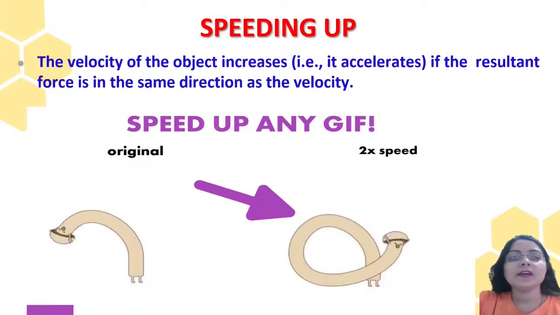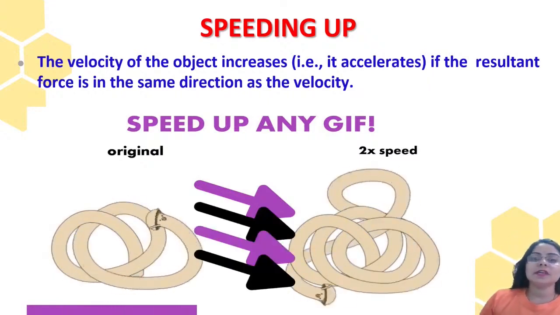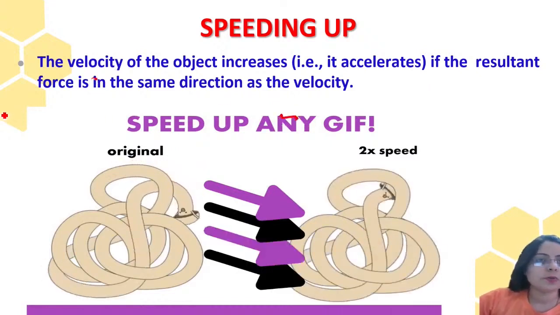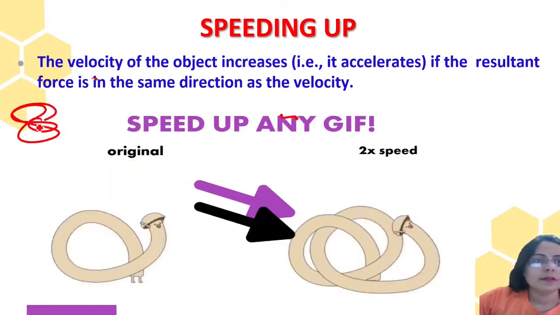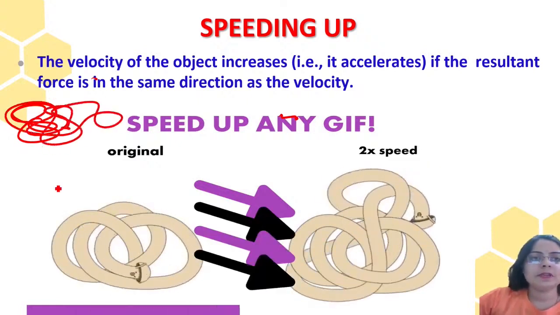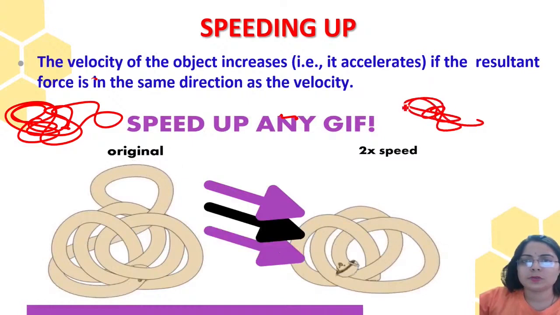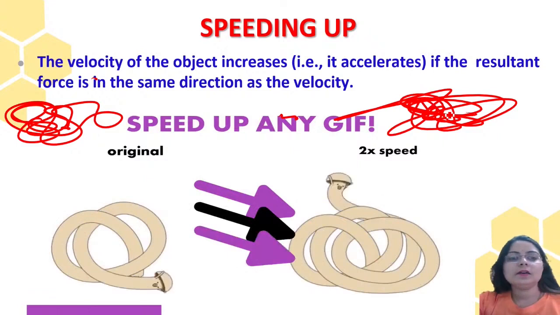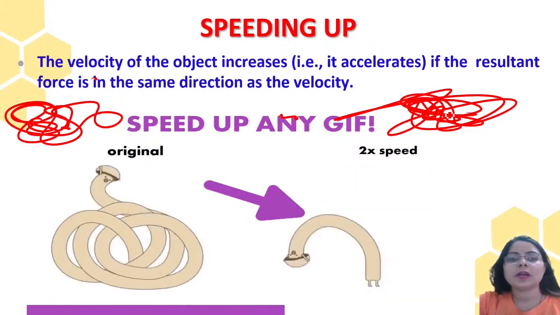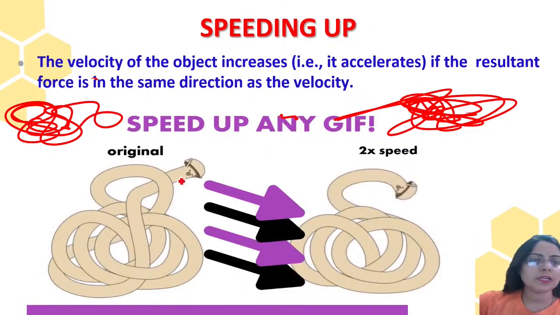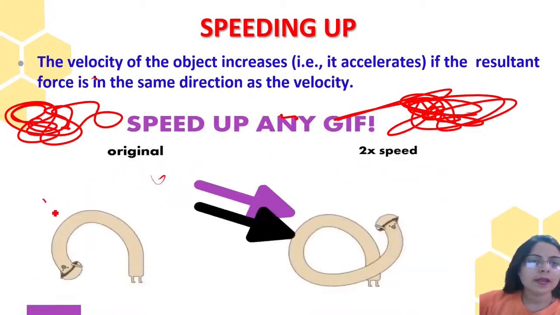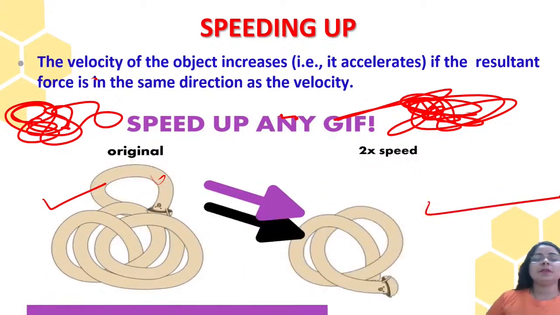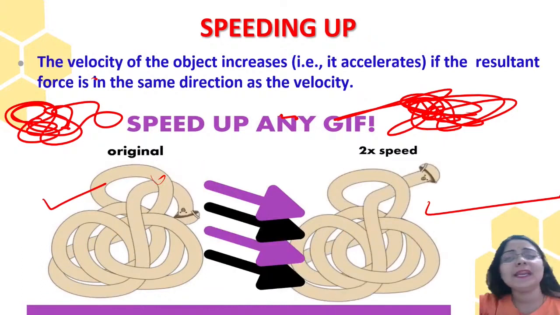So here is a GIF in front of you. What is going on in this GIF? You can see that in one body there is a motion going on at this speed, and in another there is a motion at this speed. Earlier, at the original stage, the motion is very slow, and later on the motion has been sped up to double its speed. So what is this speeding up called?